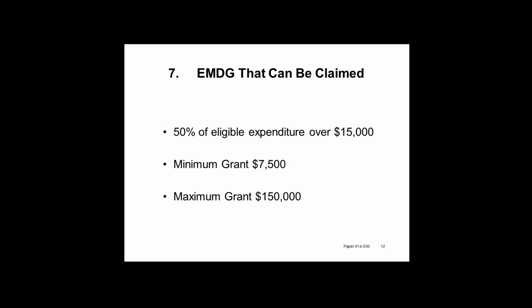Now, there have been some changes to the eligible expenditure. It's now a sum of $15,000. 50% of that is able to be claimed. It was $20,000. So the minimum grant is now $7,500 and the maximum grant is $150,000.